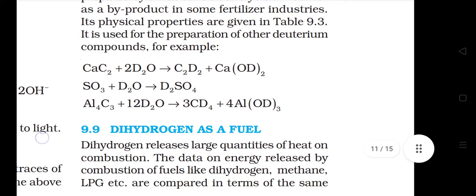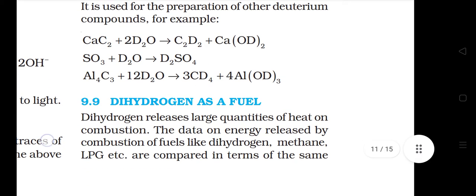For example, CaC2 + 2D2O gives C2D2 + Ca(OD)2. SO3 + D2O gives D2SO4. Al4C3 + 12D2O gives 3CD4 + 4Al(OD)3.